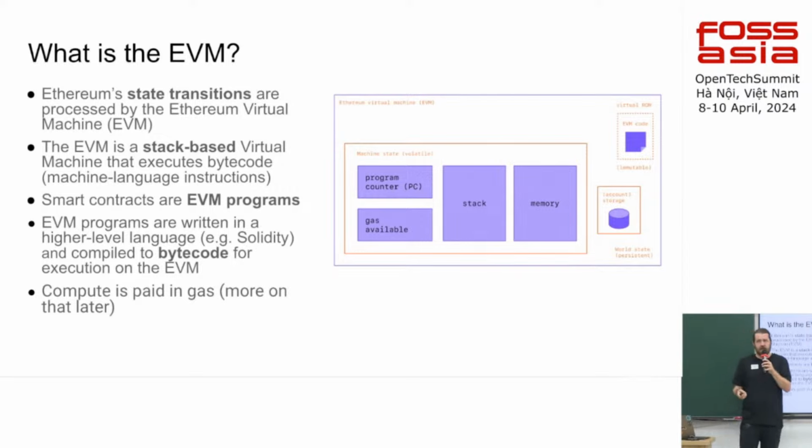These smart contracts are what we would call EVM programs. You also have this concept of gas: if you want to execute something on the Ethereum virtual machine, you need to pay what's called gas, which is basically a form of Ether, which is a form of currency.